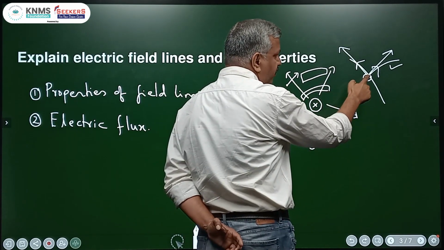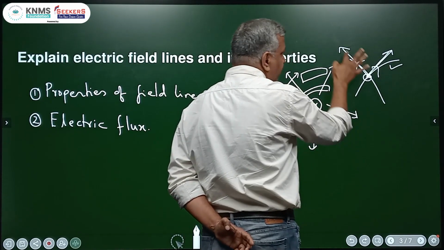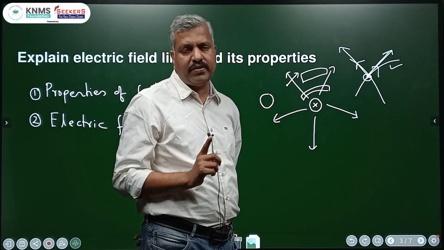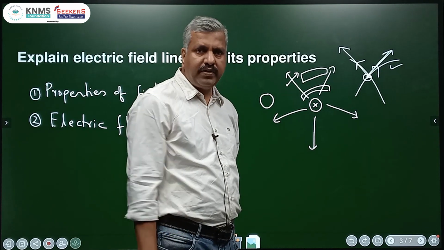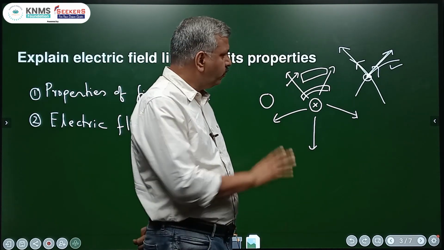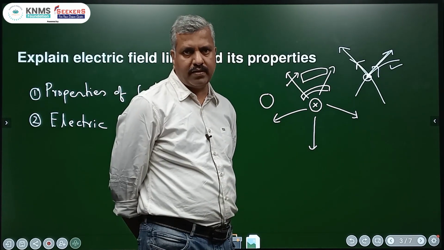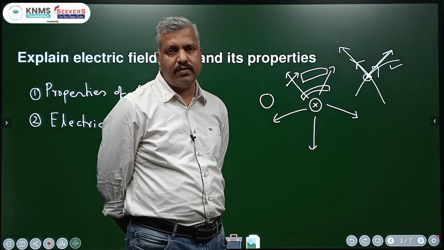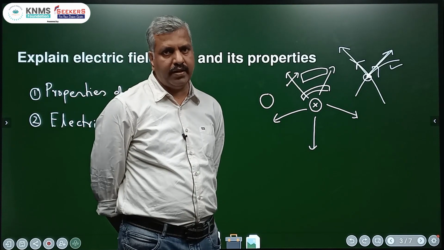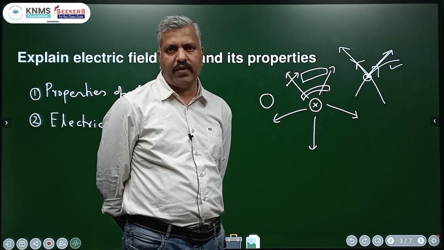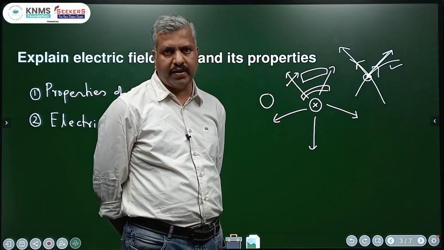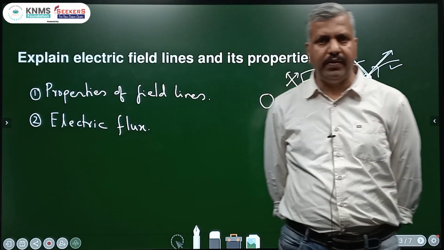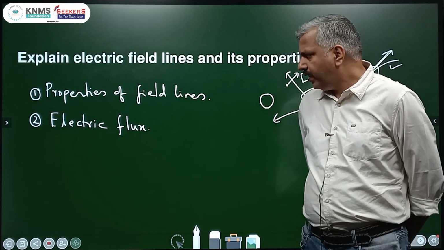Now if you keep a positive charge, will it move this way or will it move this way? It can't. There has to be only one direction in which it can move. Because there is only one direction in which it can move, two field lines can never intersect. So the simple straightforward question they ask you for 2 marks is, why do electric field lines not intersect? This is the basic reason. I hope you are able to understand these properties of electric field lines. So then let's move on.